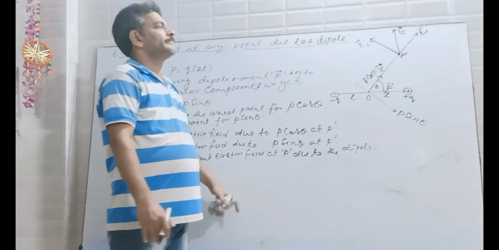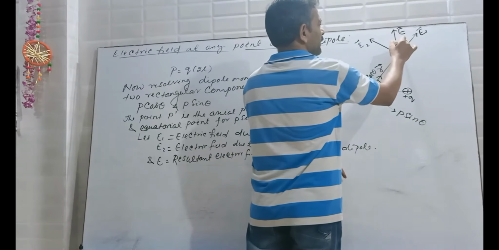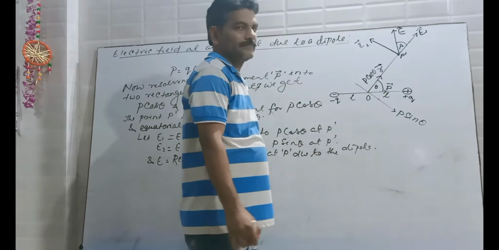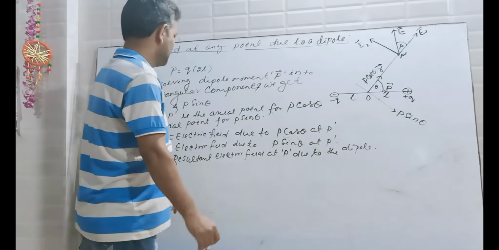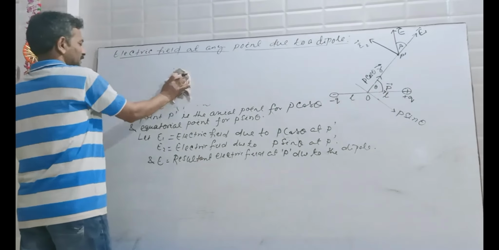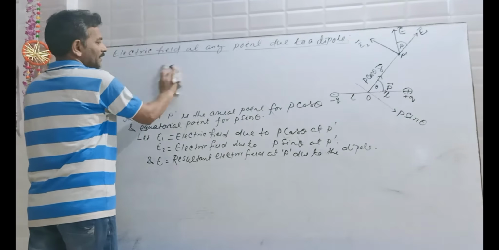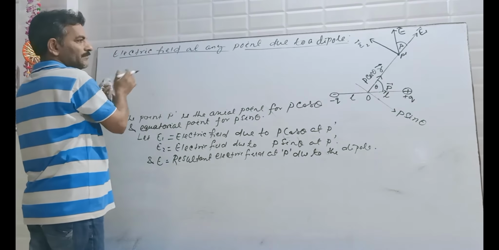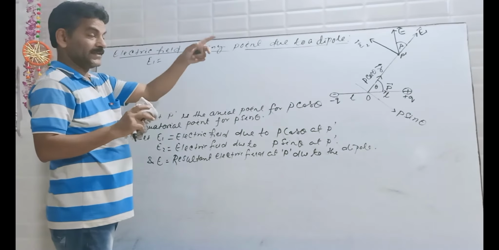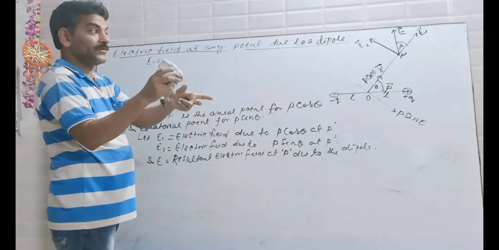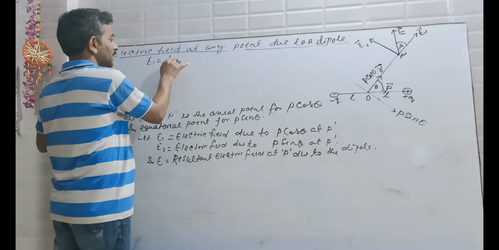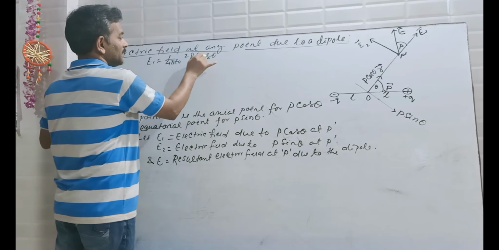Clear? Suppose the resultant electric field makes an angle beta or alpha with E1. Then what about the value of E1 and E2? You tell me. What is E1? E1 is the electric field at an axial point due to an assumed dipole of dipole moment P cos theta. So it will be 1 by 4 pi epsilon naught 2P cos theta by R cube.